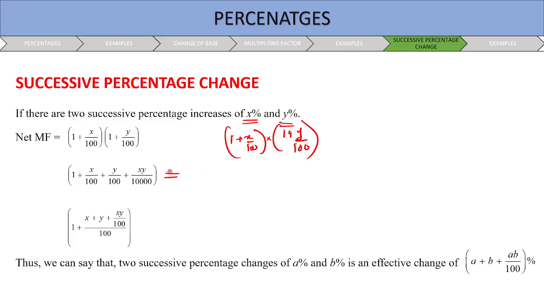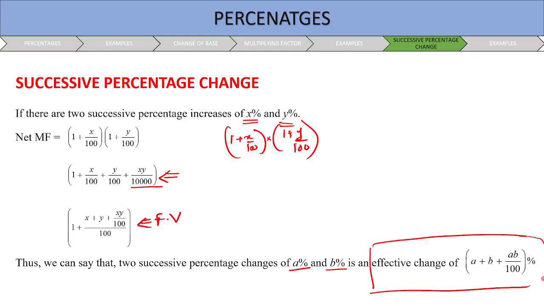and then you will solve it to get this as your answer: 1 plus x by 100 plus y by 100 plus xy by 10,000. Now you just simplify it. You will get 1 plus (x plus y) by 100 plus xy by 10,000 is your final value. So from this you can say that whenever there are successive percentage changes of a percentage and b percentage, the effective change, you can say the net change, is a plus b plus ab by 100.